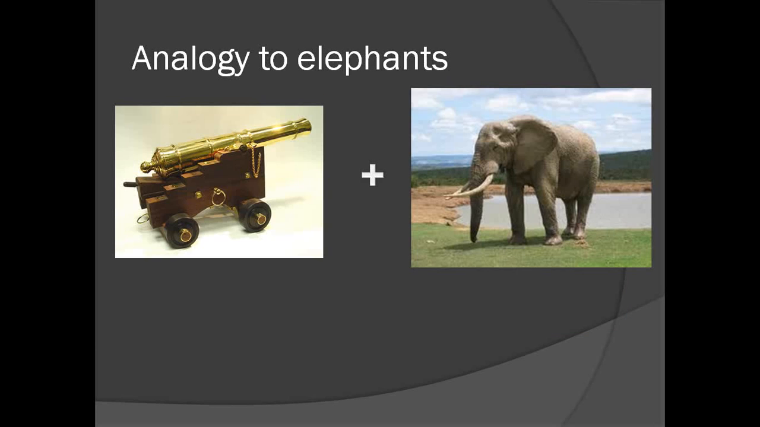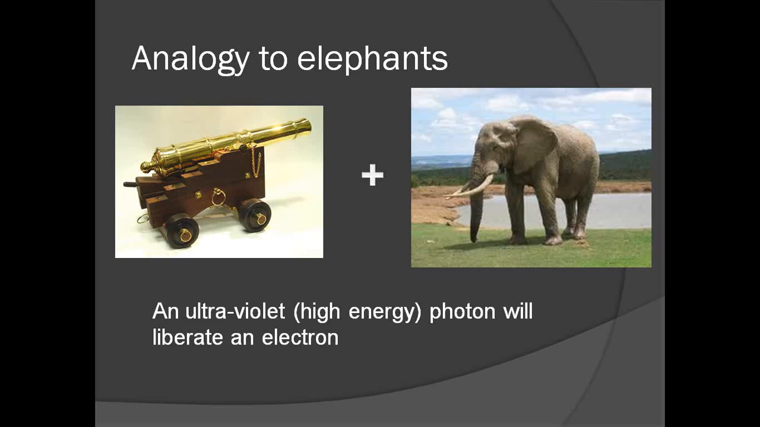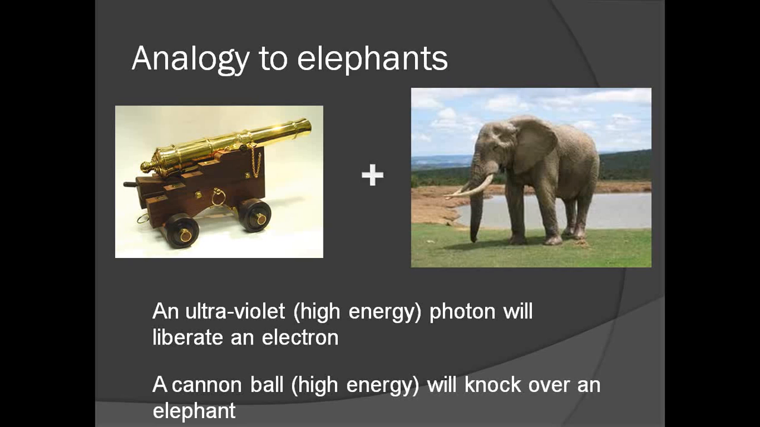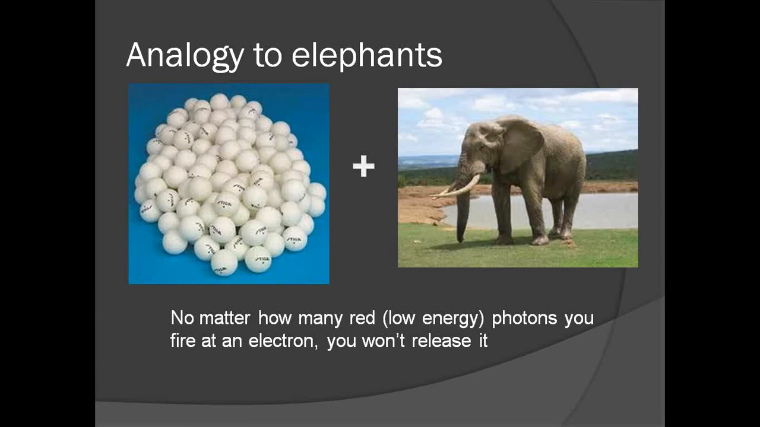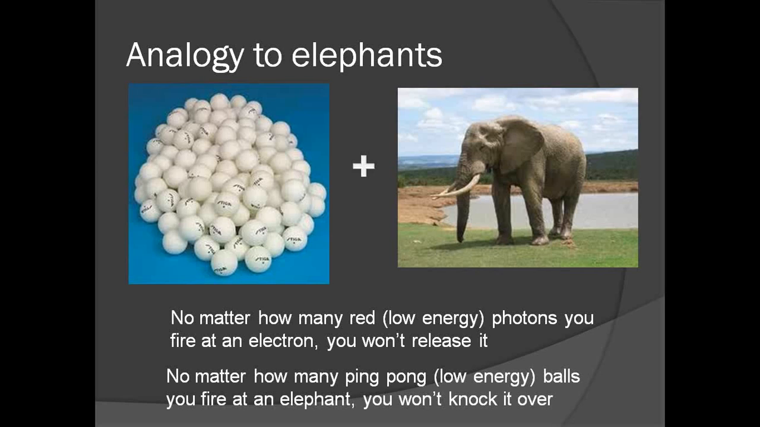This can be demonstrated by analogy. If you fire a high-energy photon at an electron, you will liberate it from the metal. Correspondingly, if you fire a cannonball at an elephant, you will knock it over. In the same way, no matter how many low-energy photons you fire at an electron, you will not release it from the metal. Correspondingly, you can hit ping-pong balls at an elephant as long as you want, and you will never knock it over. The energy needs to be delivered to the elephant in one go.